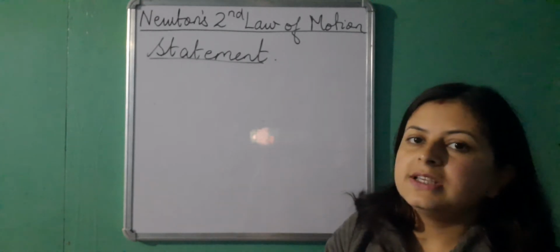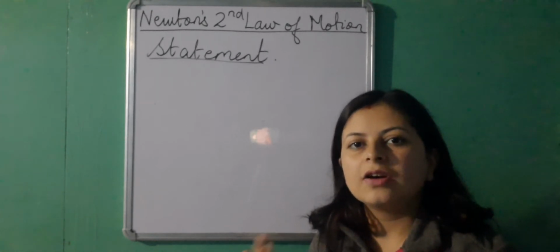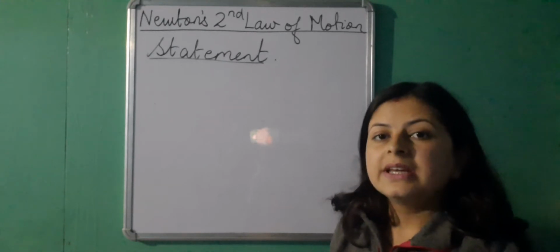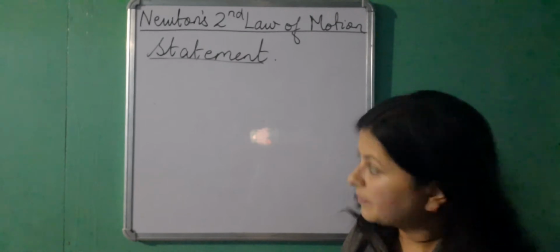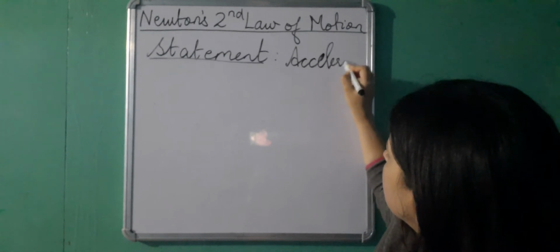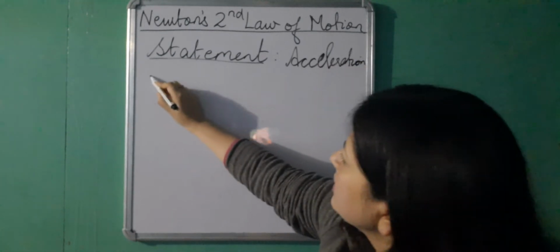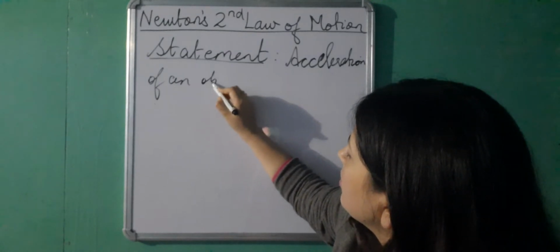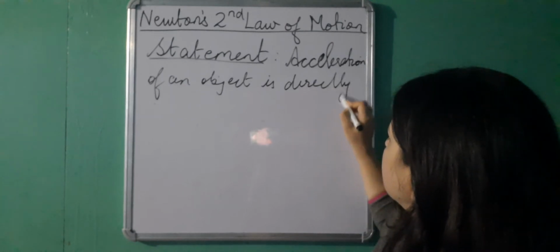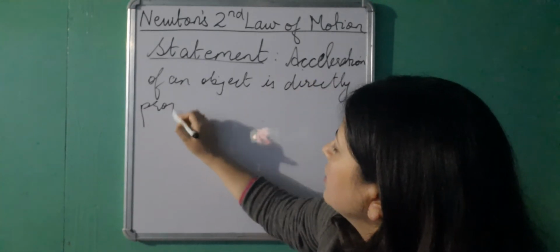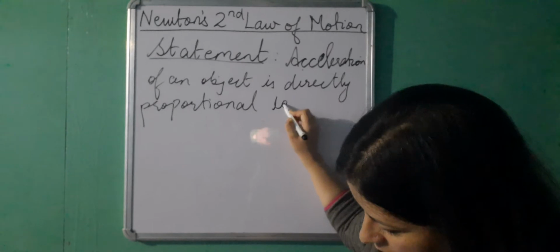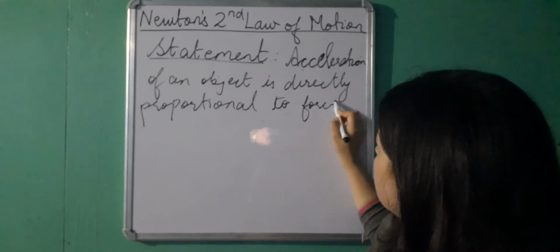So the first law is basically giving you the concept of force and the second law is basically giving you the effect of force or the use of force. So let me give you the statement of Newton's second law of motion. It states that acceleration of an object is directly proportional or related. Acceleration of a body is directly proportional to force applied.